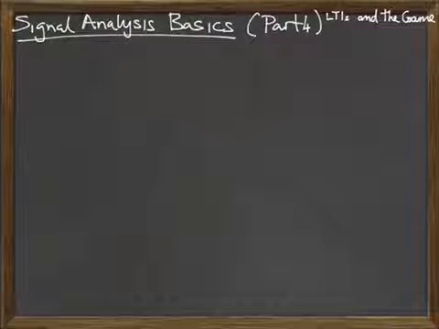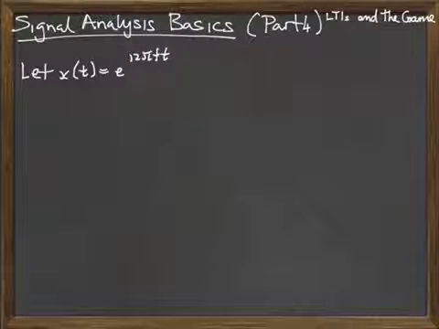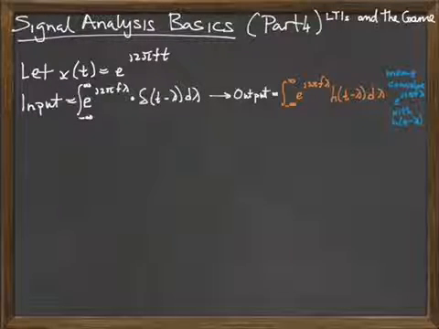If we haven't, let's put in a new input of our own. Let's have our new input equal to e to the j2 pi f t, where x of t is equal to e to the j2 pi f t. So when we put it into our LTI, we will multiply our input with the delta function.